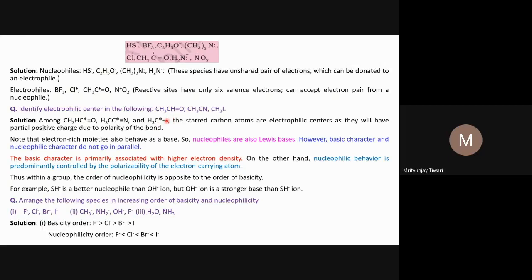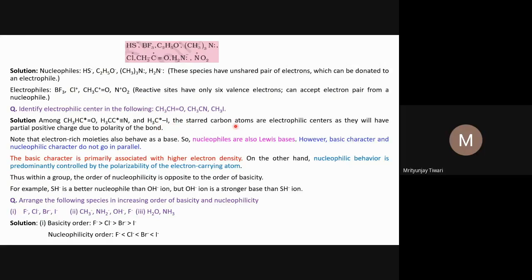This iodine has higher electronegativity than this carbon, and so again we see the shifting of the shared pair of electrons toward this iodine, and thus the partial positive charge will be generated at this carbon, and so this will also become an electrophilic center. So this will become an electrophilic center, so it will be attracted towards the nucleophile.